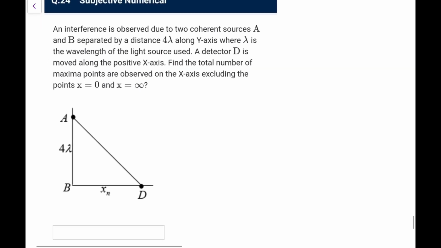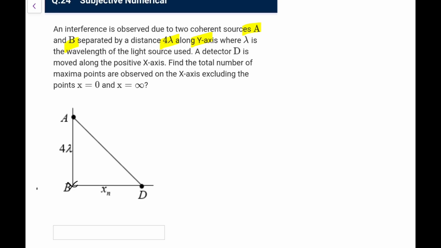An interference is observed due to two coherent sources A and B separated by a distance 4 lambda along y-axis, where lambda is the wavelength of the light source used. Detector is placed along the positive x-axis. Find the number of maxima points obtained from 0 to infinity.